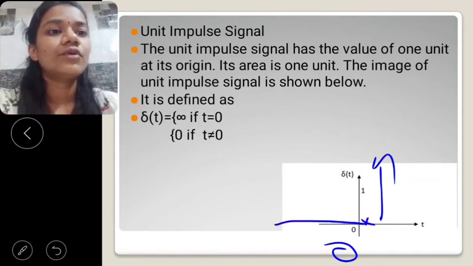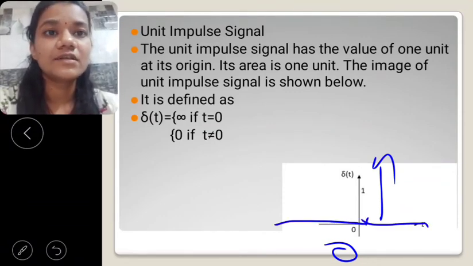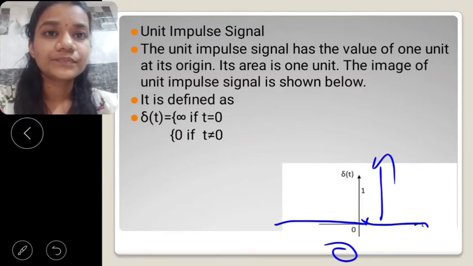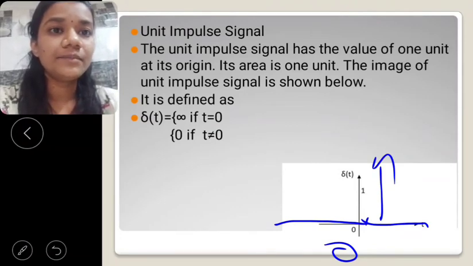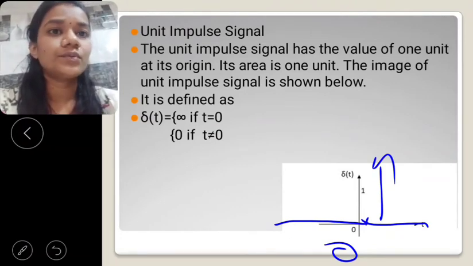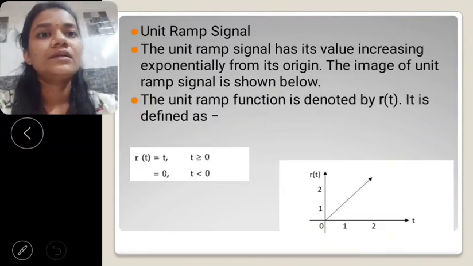This is for all the remaining times. When t is equal to 0, its value is infinity. And when t is not equal to 0, del of t is equal to 0. It is your unit impulse signal.